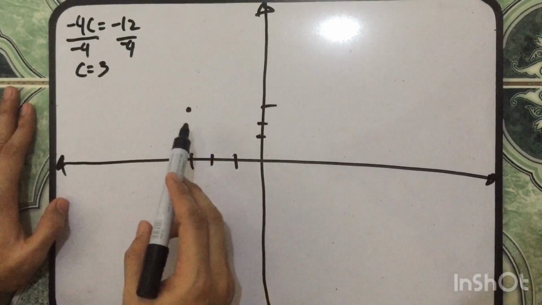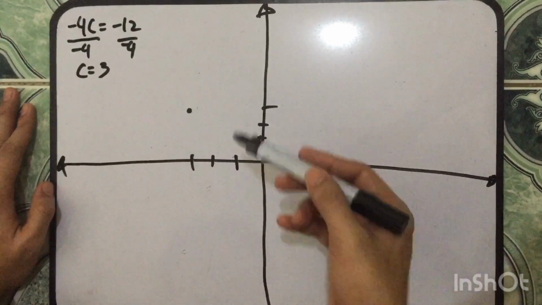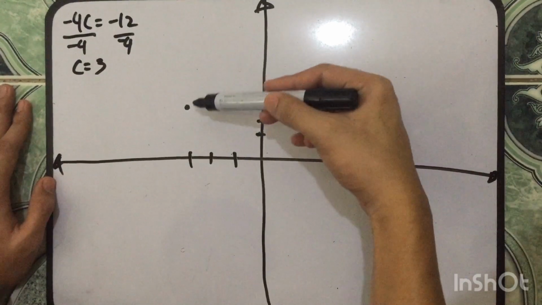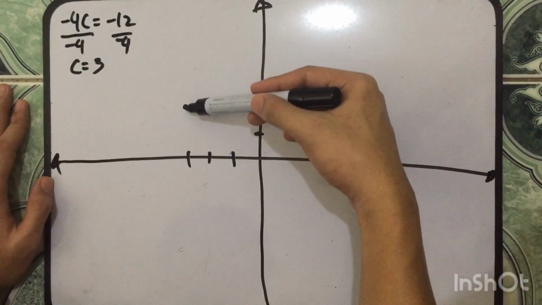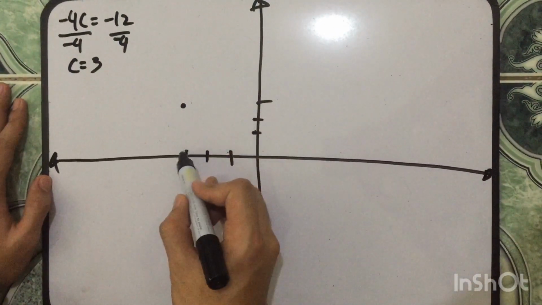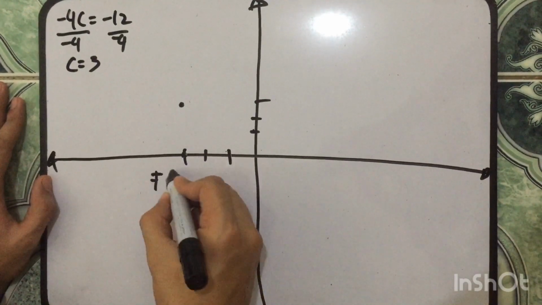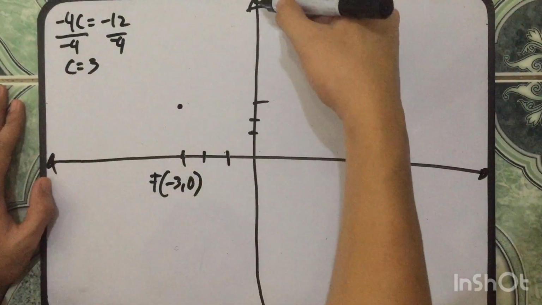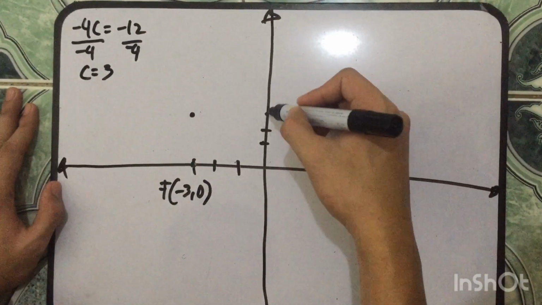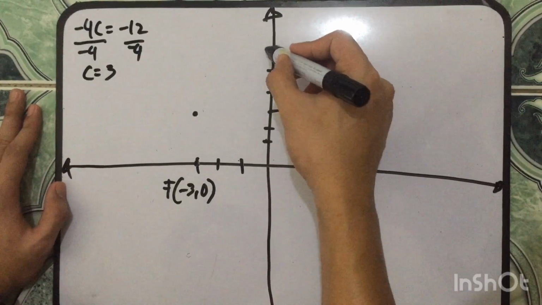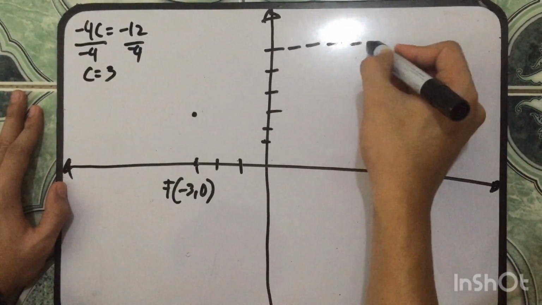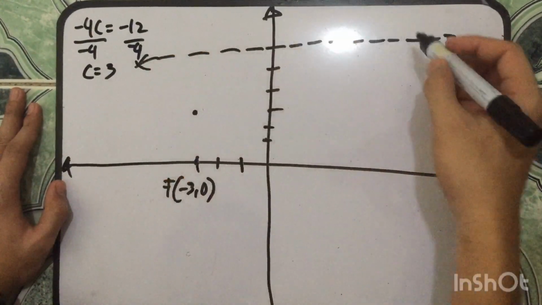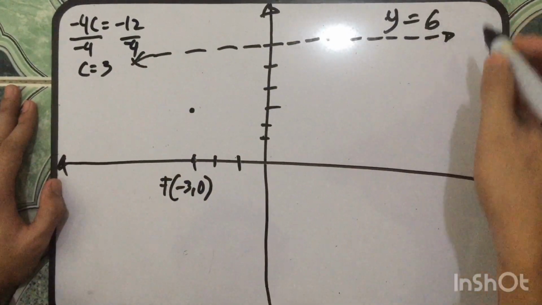So the equation of the parabola implies that it opens downward. From the vertex, we're going to count 3 units downward: 1, 2, 3, and that is the focus, given by (-3, 0). And the same units upward to determine the directrix: 1, 2, 3, and that is the directrix. And this equation is given by y = 6.